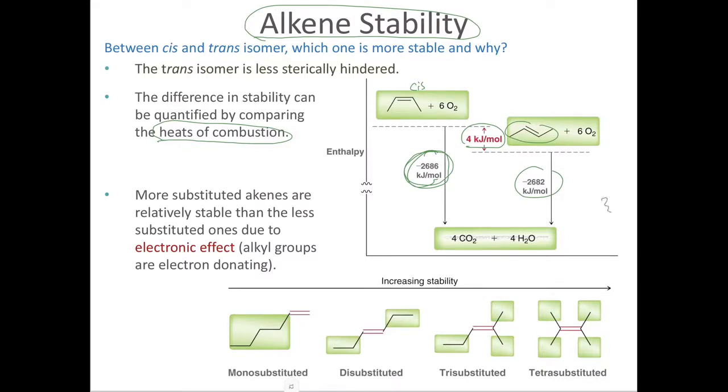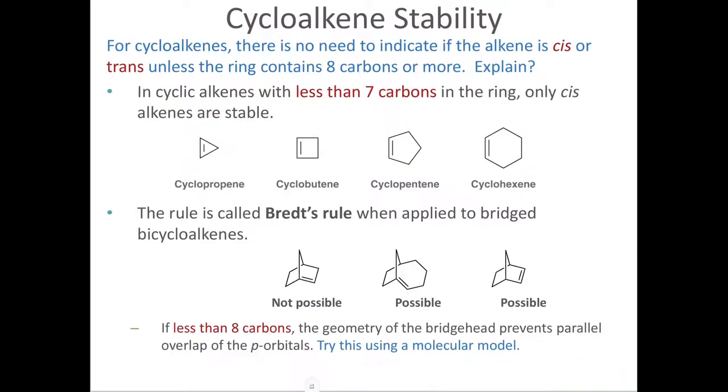And from these values, we can also determine the stability of the ones that are more substituted and the ones that are less substituted. So, more substituted alkenes are relatively stable compared to the less substituted alkenes. So by looking at the structure, we can predict the stability of an alkene. For cyclic alkenes with less than 7 carbon atoms in the ring, only the cis alkenes are stable. So you do not have to indicate cis or trans. You just draw the cis structure.